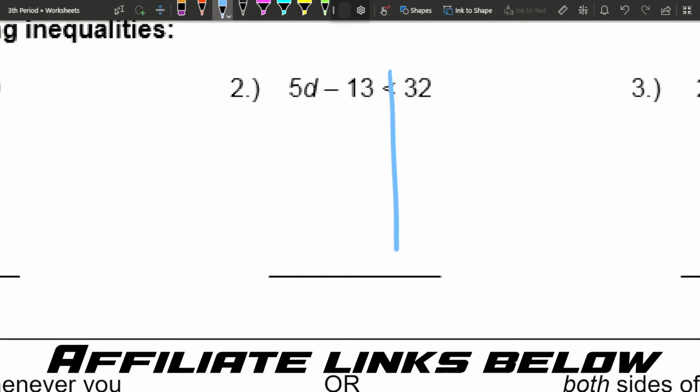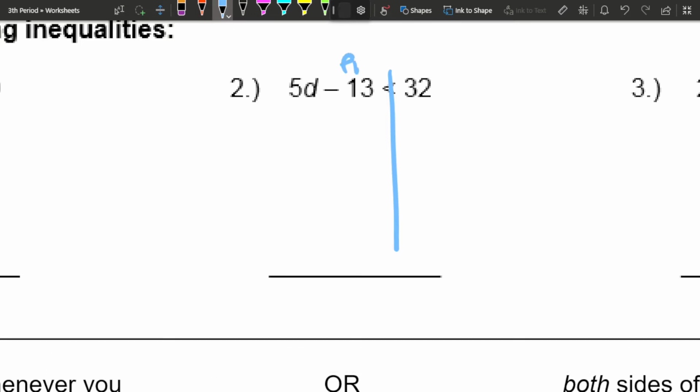So in this case, which one is my friend? 13. What is the 13 doing? Subtracting. And my family is? 5D. And what is the family doing? Multiplying. We're going to solve them the exact same way. There's no difference on this, okay? So, what do we do first?